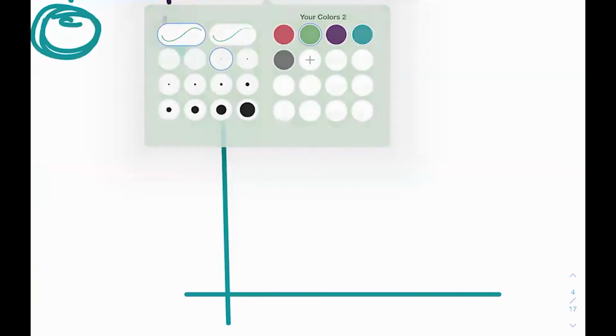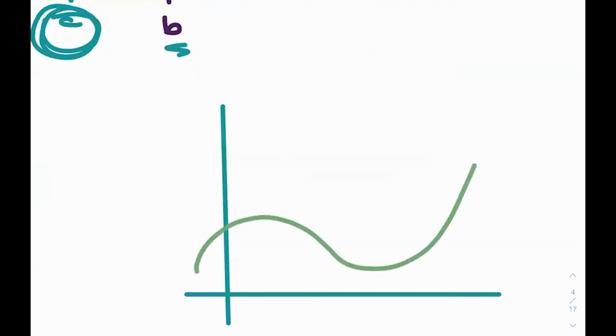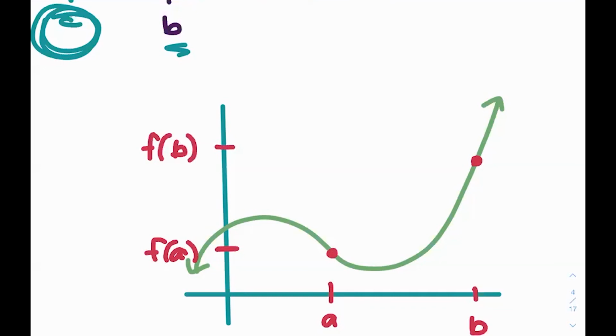So graphically, that looks like this. Say we have a function. Apparently every function that I sketch looks relatively similar. Let's say I have point A right here and point B right here. So then I have f of A and f of B. And we are going to just concentrate on the part of the function that is between A and B. So ignoring everything else.